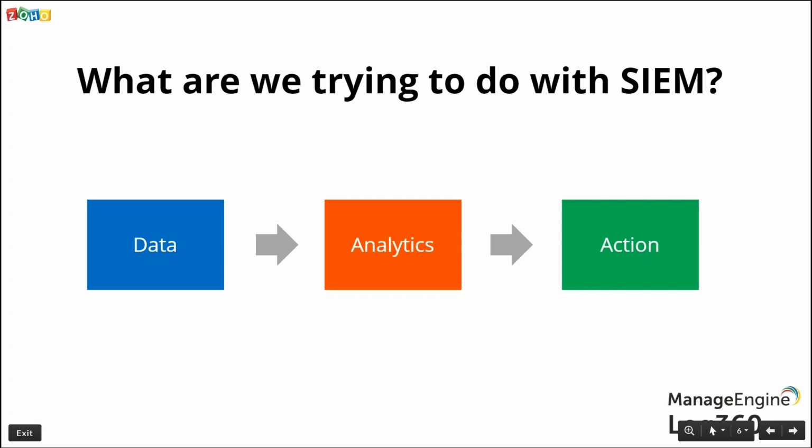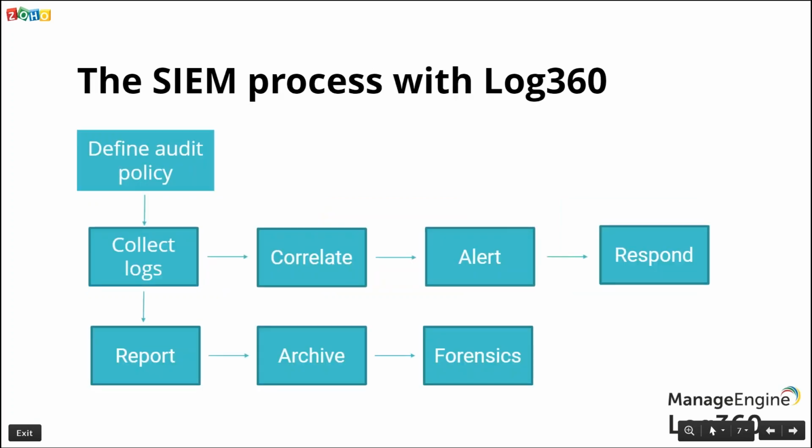And so you have a lot of data generated by the network. By applying analytics on the data, you're able to identify a needle in the haystack, and you're able to see things that you might have missed otherwise. And as a result of that, you can then take action, which in this case would be investigating and mitigating a security incident. So how do we do it with Log 360?